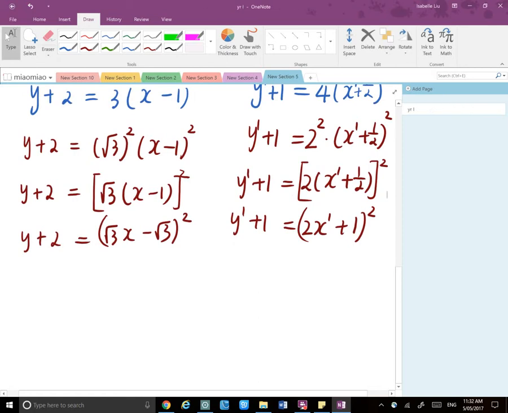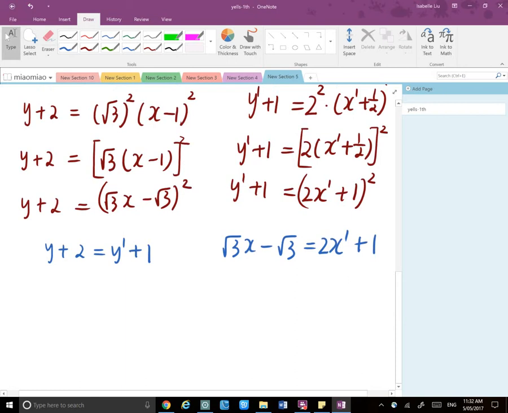Now both sides look correct. So y plus 2 will equal y dash plus 1, and square root 3 x minus root 3 will equal 2x dash plus 1. So y dash will equal y plus 1.